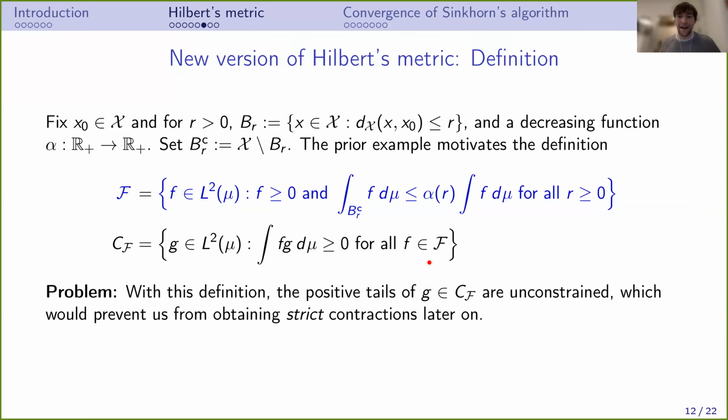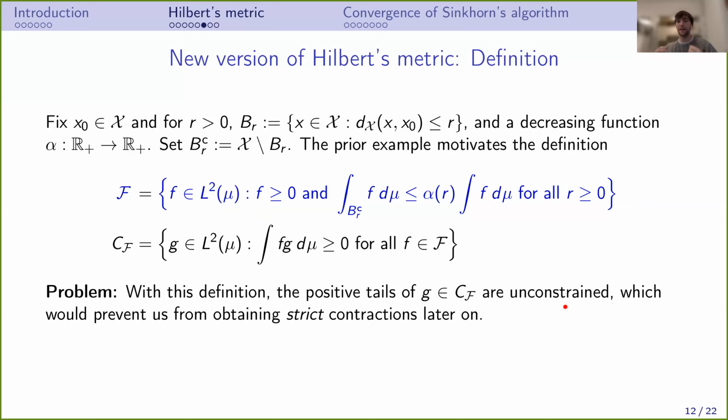Now, I would like to work with this definition. It's just that this definition doesn't quite work out. There's a slight problem, because if we're working in unbounded settings, and later on we want to have some kind of uniform estimates for these functions g in this cone, then with this definition the problem is that the tails of g, especially the positive tails of g, are completely unconstrained.